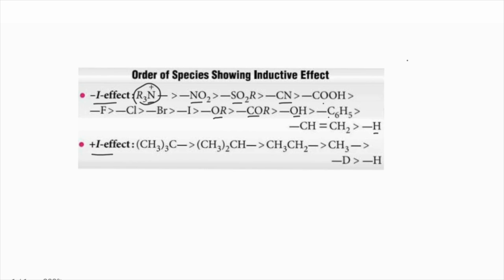Similarly, we have plus I groups, where the carbon with more substituted methyl groups, that is, the trimethyl substituted carbon, is the strong plus I group. Then comes the disubstituted, then the monosubstituted, then methyl, then deuterium, and at the least you have hydrogen. Hydrogen shows the least minus I effect and the least plus I effect. These are a few examples where we can estimate which molecule has a stronger minus I effect and which has a stronger plus I effect.